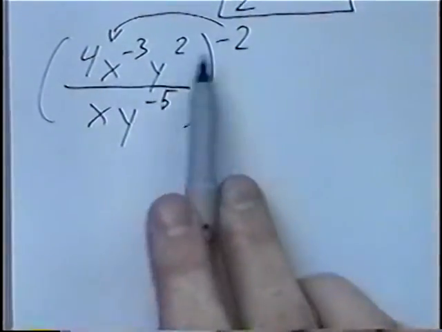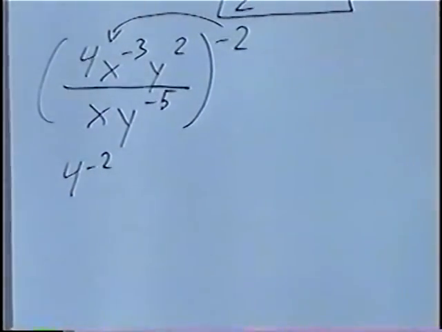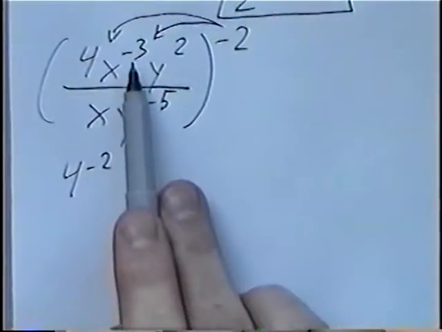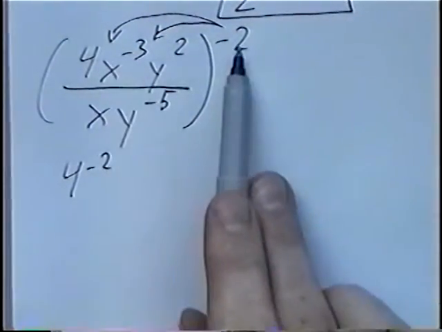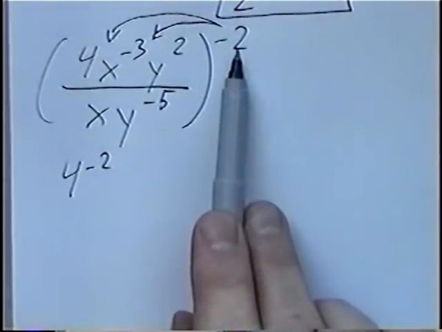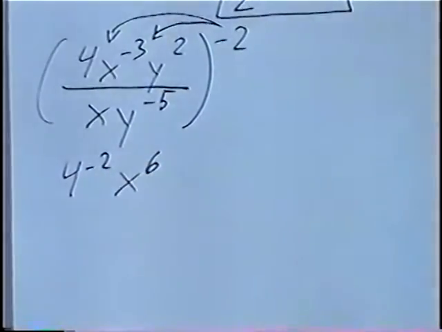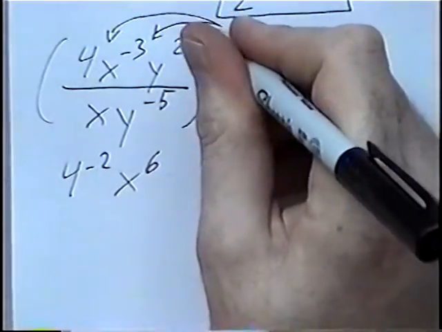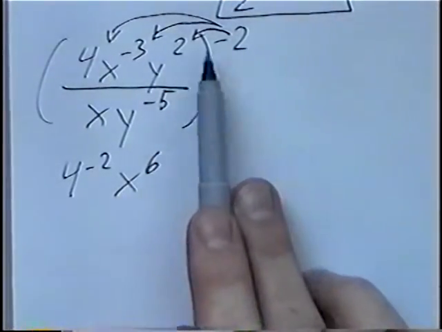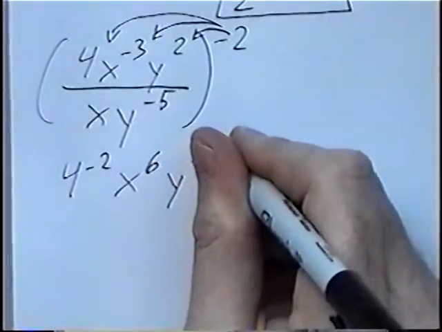We have 4 to the negative 2 power, which would be 4 to the negative 2. Taking the negative 2 to the x power, having a power to a power, looking back at our rules, we'll multiply exponents. Negative 3 times negative 2 would be x to the positive 6. And continuing the numerator, we'll have the exponent of 2 raised to the power of negative 2, or 2 times negative 2, would be y to the negative 4.